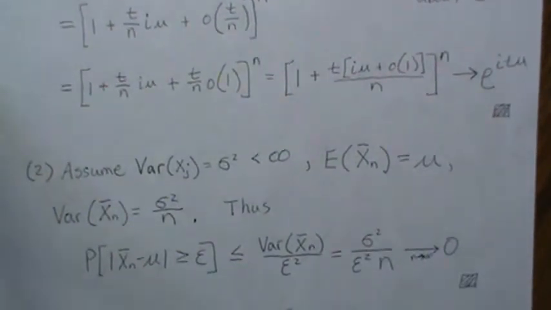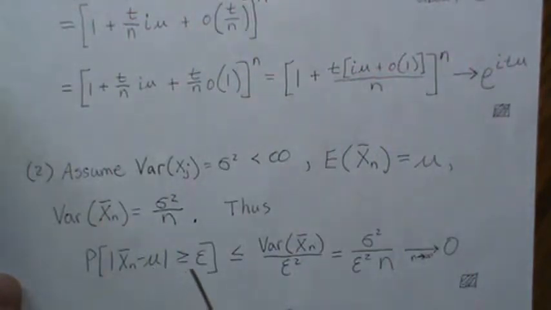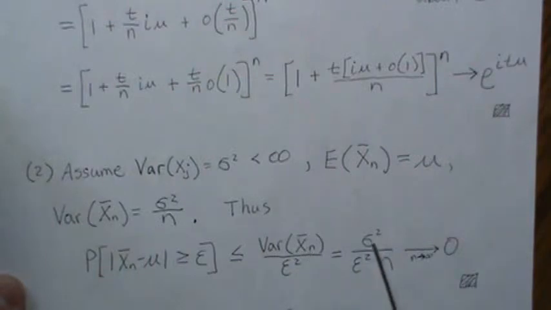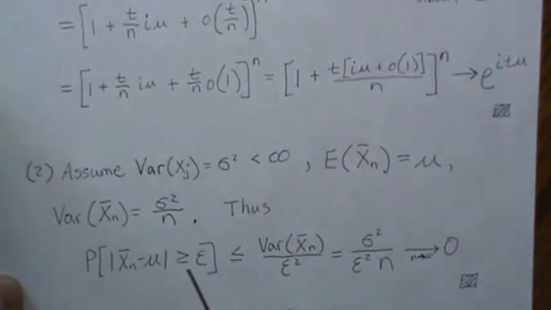For the second proof, we're going to assume that we have a finite variance of our x's. Same as before, the data still has a mean mu, and the variance of x bar would be sigma squared over n. Now if we can show that this probability goes to 0, that shows that x_n converges in probability to mu. By Markov's inequality, this is less than the variance of x_n over epsilon squared. Well, the variance of x bar is sigma squared over n. And if you let n go to infinity, this does go to 0. And so x_n converges in probability to mu.